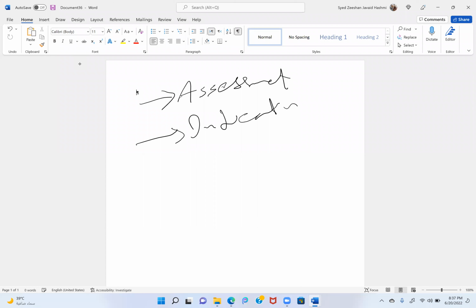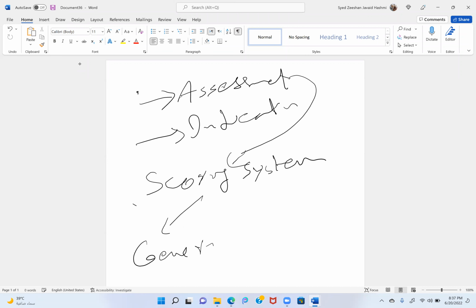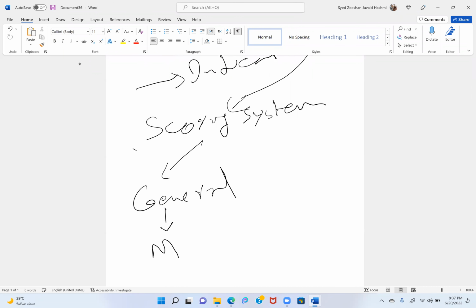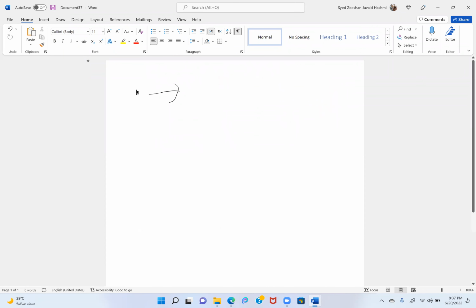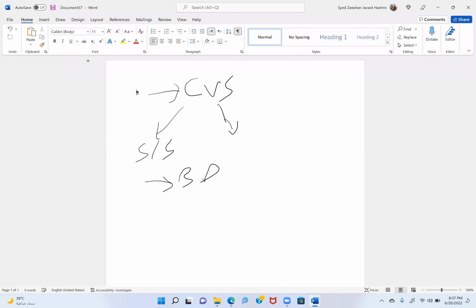Okay, so assessment, how will you do that? There are some scoring systems. There will be a general scoring system, which will tell you mortality and morbidity, and there will be some specific scores related to a disease. Then there will be a systemic evaluation. For example, if you want to evaluate the cardiovascular system, there will be certain signs and symptoms. You will be looking at blood pressure, heart rate.